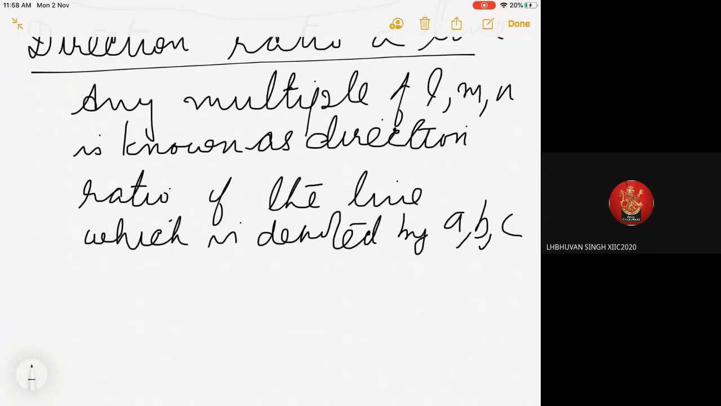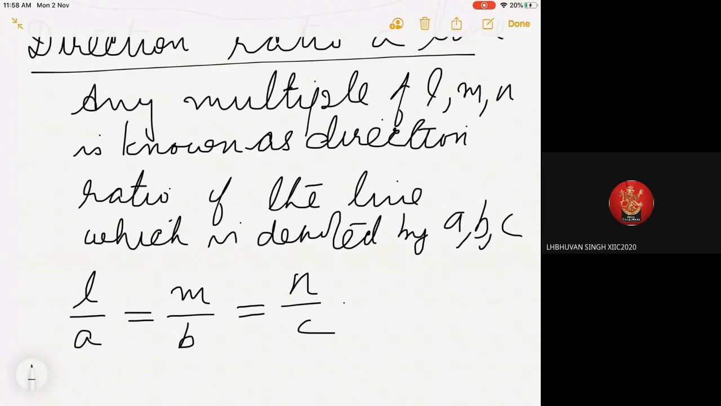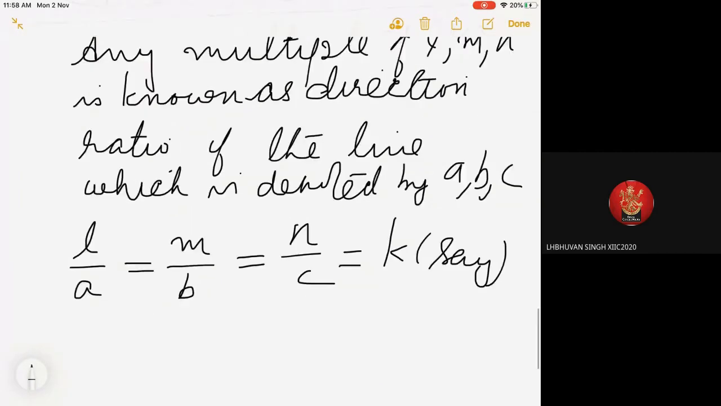What does this mean? A, B, C is a ratio. You can multiply with any number. You can divide with any number. That means L by A equal to M by B equal to N by C. Suppose it's a constant ratio, we can say this as K. Now from this, what we get is, you can write L equal to AK, M equal to BK, and N equal to CK.